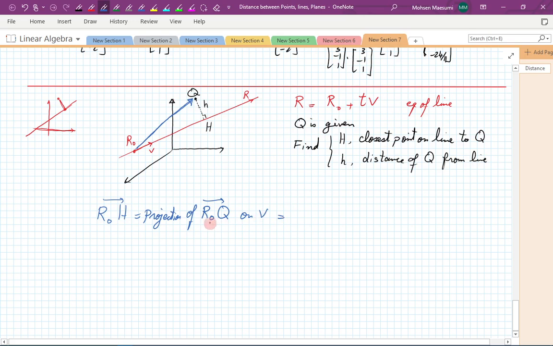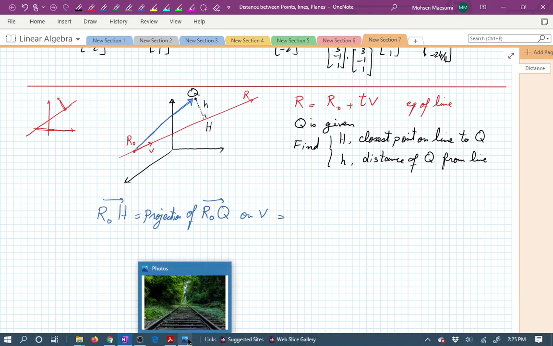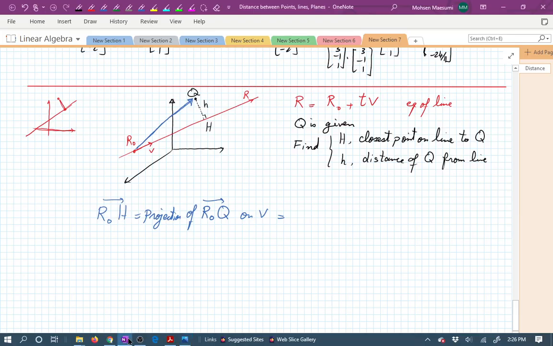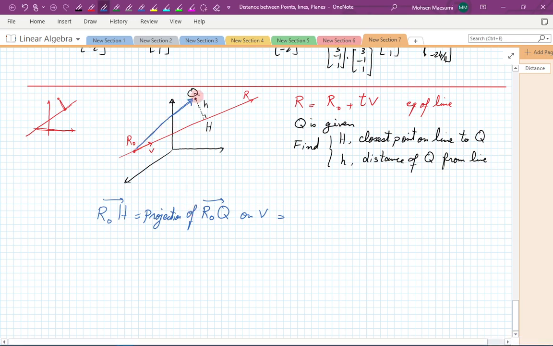How can we find a projection of some vector on another vector? What was the formula? Again, let me nudge you to write this, to participate, and hopefully finish the problem yourself. So that's a cue for you to tell me what's the projection of this blue on this red. Well, take R0Q, dot it with V, divided by V squared, V dot V, multiplied by V, that's it.